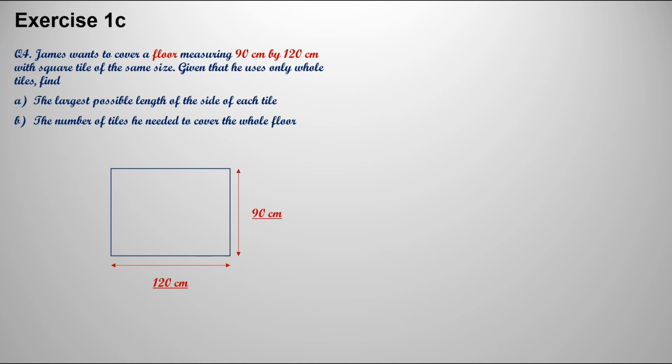Moving on, he needs to cover this floor with square tiles. What is a square tile? A square tile is the one that has the same length and the same width. Given that he uses only whole tiles, what does that mean? Whole tile meaning we're talking about common factors here. We need to find out the largest possible length. Now we're talking about the highest common factor.